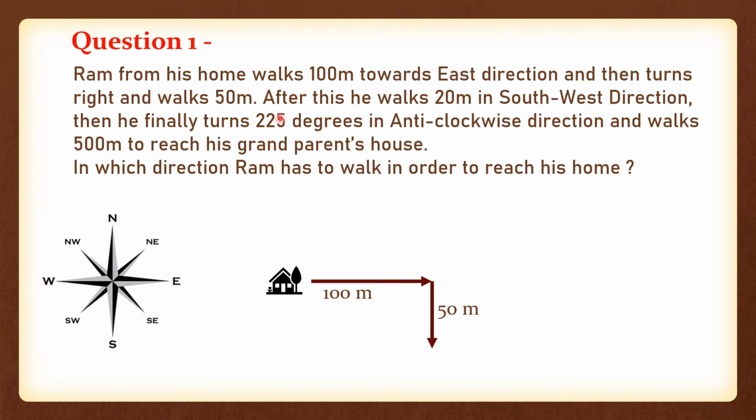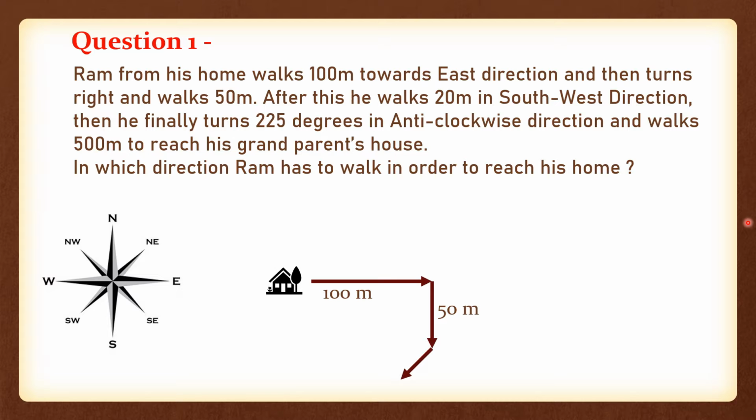Okay, now after this he walks 20 meters in southwest direction. Means from this point Ram will move in southwest direction and he will walk 20 meters. And what is southwest? Definitely, if you are standing here, this will be your southwest. So now you are standing here, so you should move in this direction.